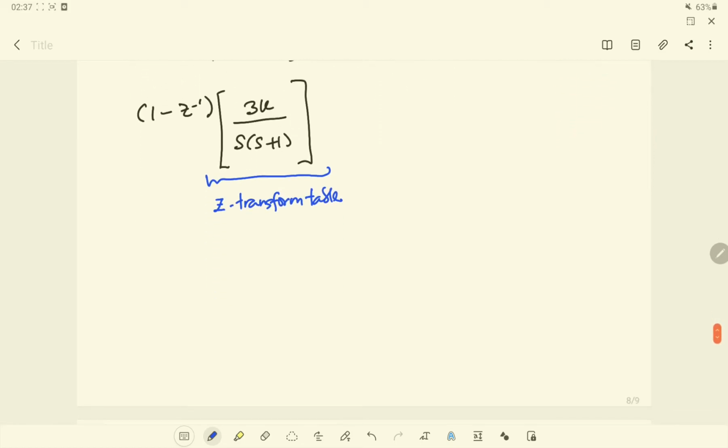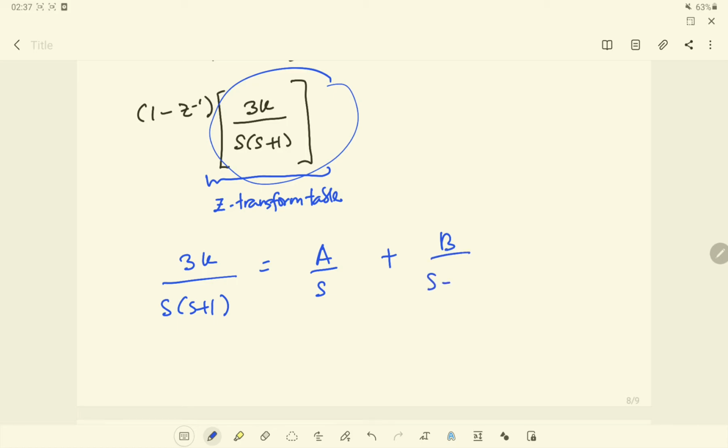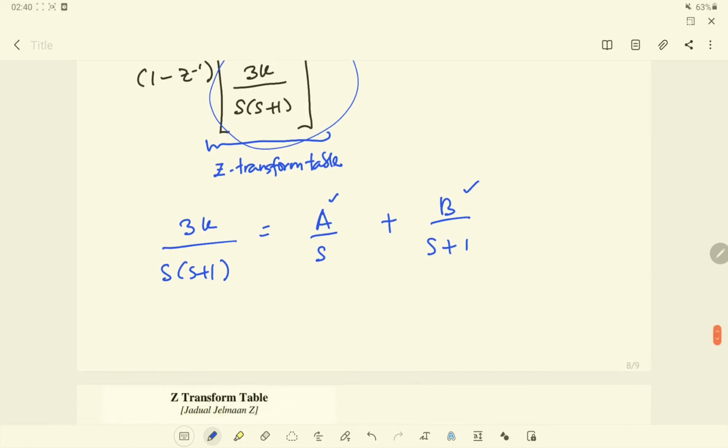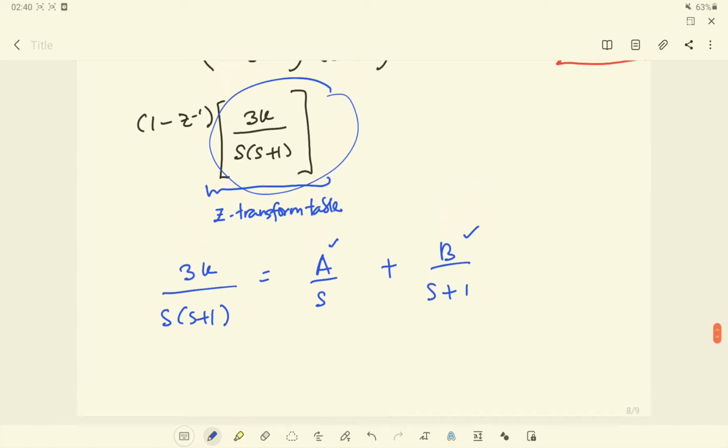However, in order to use the Z transform tables, you have to use partial fractions. So 3k over s(s plus 1) is equal to A over s plus B over (s plus 1). Now you have to determine the values of A and B. This is how I do it. I think Dr. Haziza has a different approach, so you can use either his approach or mine.